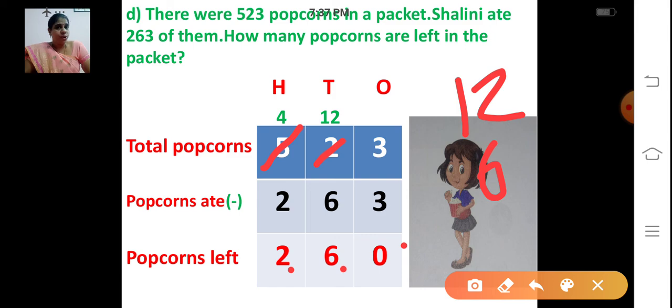So first, total popcorns. How many popcorns were there in the packet? 523. How many popcorns did Shalini eat? 263. Then how many popcorns are left? 260. How will you find out? You are going to subtract 523 minus 263. So the answer is 260 popcorns left in the packet.